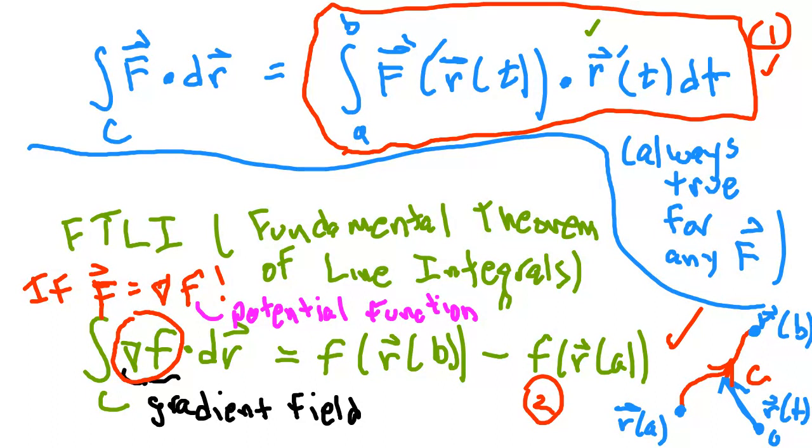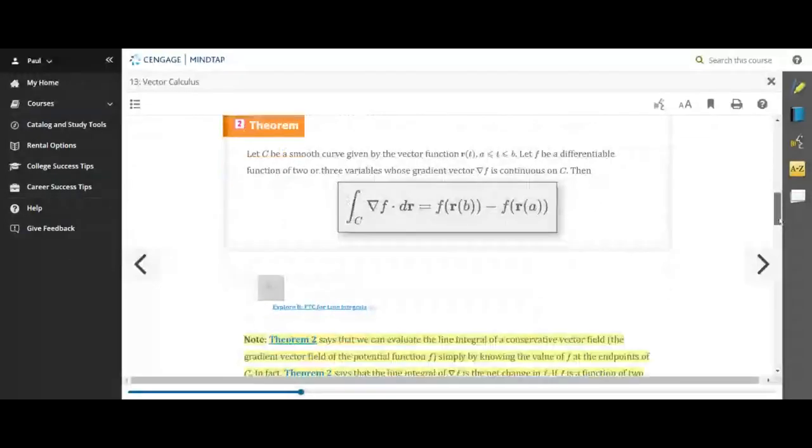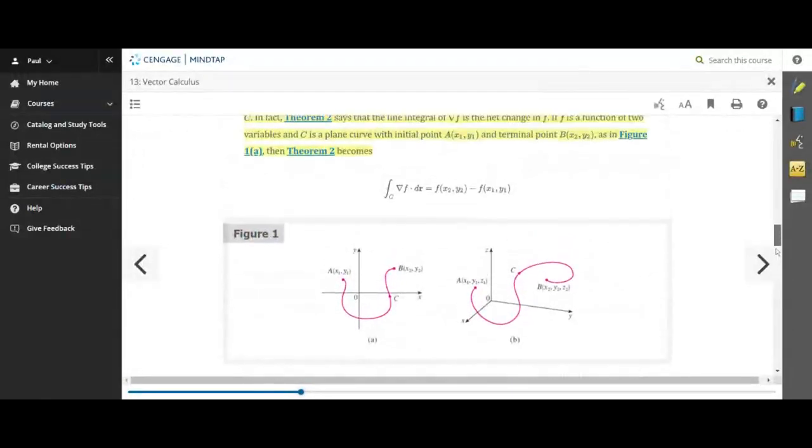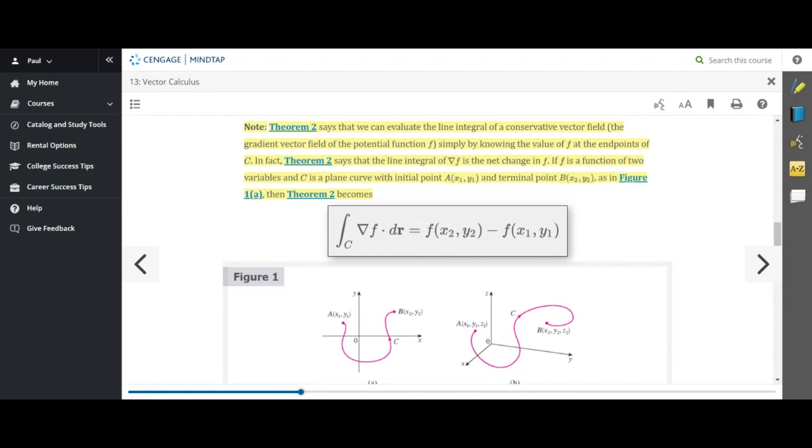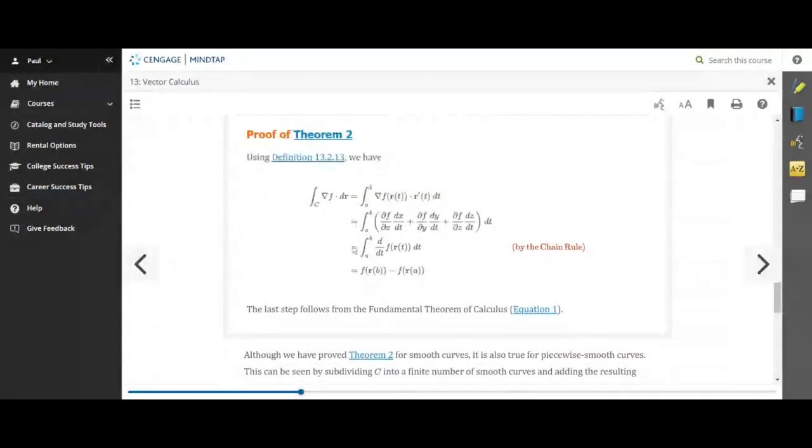But let's go ahead here and continue on in the book. I mean, you have the key idea. Now, the proof of this theorem is not hard. But again, what does this fundamental theorem mean? It says that you can compute the work simply by evaluating the function at the two endpoints and taking the difference. That's if you can find a function f whose gradient will equal the vector field F. Now the proof of the fundamental theorem of line integrals is not difficult.